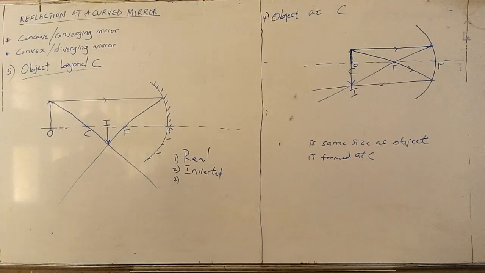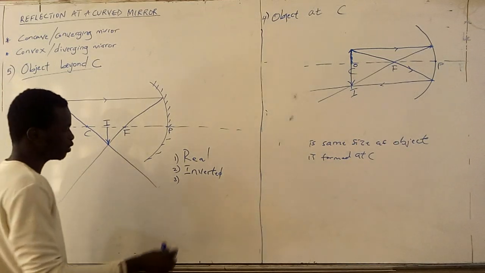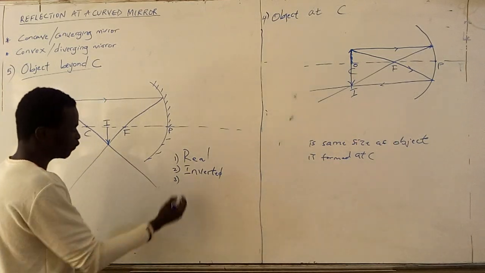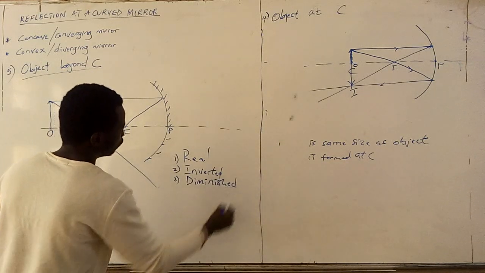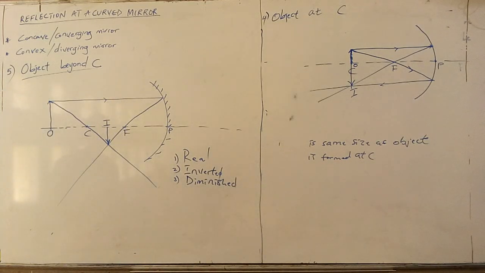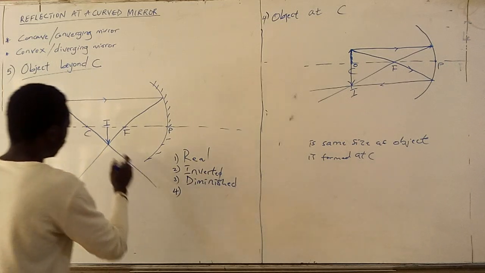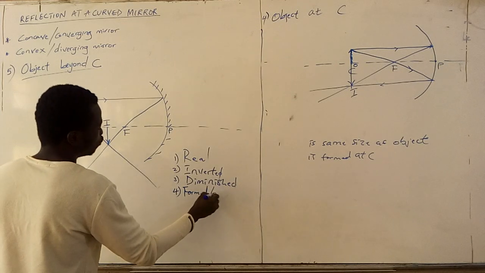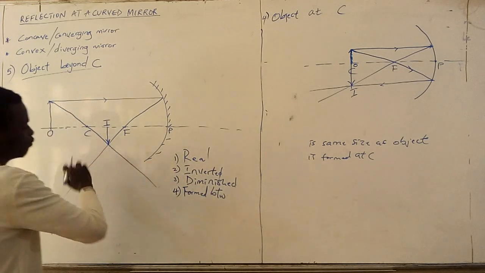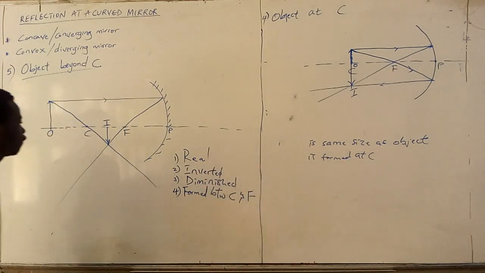Now, what happens to the size of this image? You can see the image is smaller than the object, so you can write image is smaller than the object, or you can just say the opposite of magnified, which is diminished. Then what else do we have? Where is the image formed? So the image is formed between C and F.